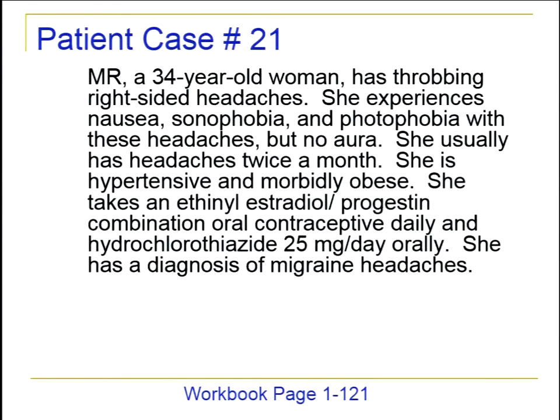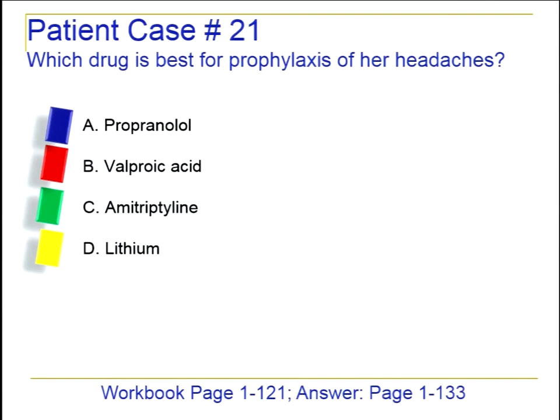All right, MR is a 34-year-old woman, has throbbing right-sided headaches. She experiences nausea, sonophobia, and photophobia with the headaches, but no aura. She usually has headaches about twice a month. She's hypertensive. She's morbidly obese. She takes an ethinyl estradiol progesterone combination oral contraceptive every day and hydrochlorothiazide, 25. She has a diagnosis of migraine. What's the best drug for prophylaxis? Would we choose propranolol, valproic acid, amitriptyline, or lithium?